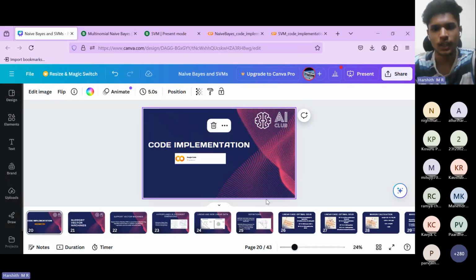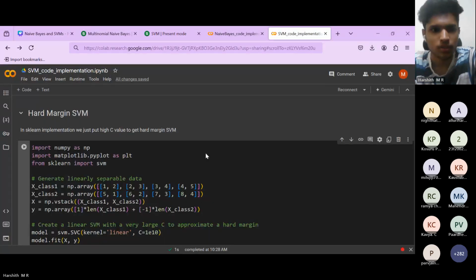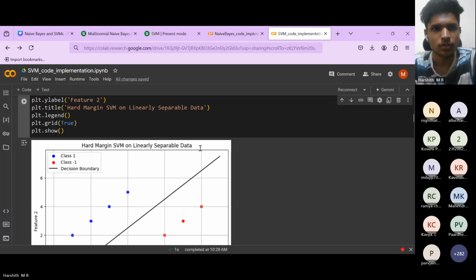If you have any doubts, you can ask me now, either through chat or by raising your hands. Someone has asked that they didn't get how the vectorizer works. So let me show that.